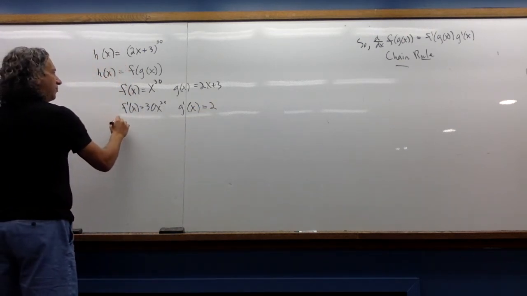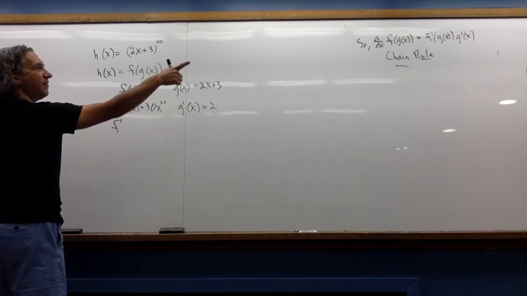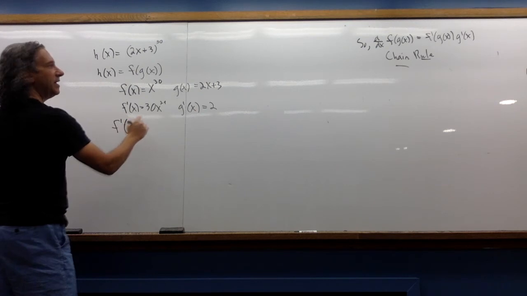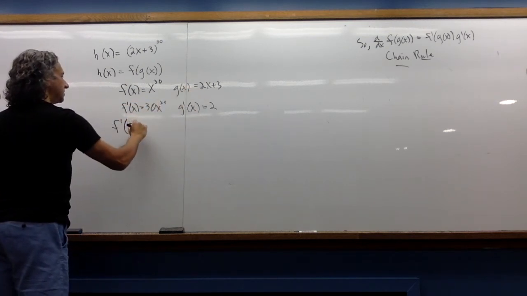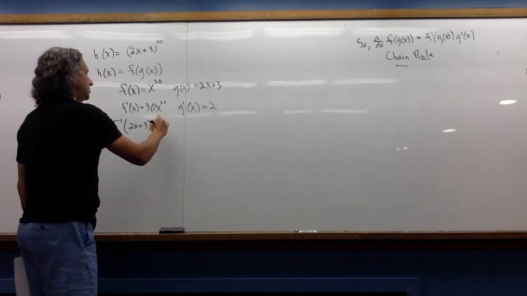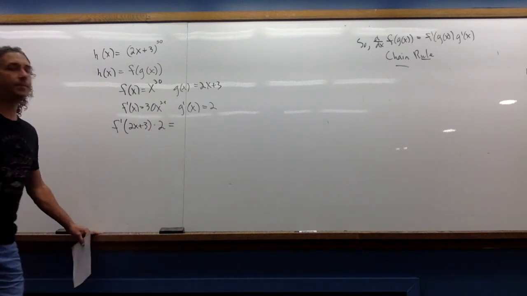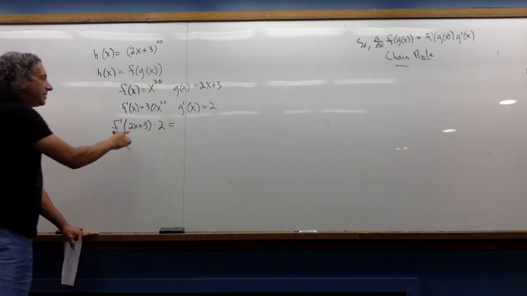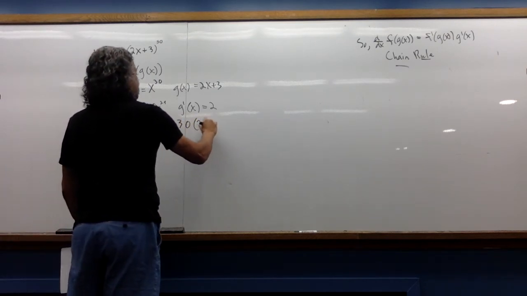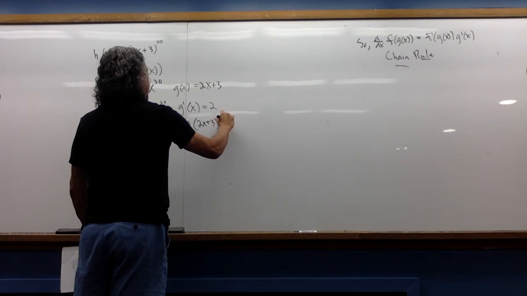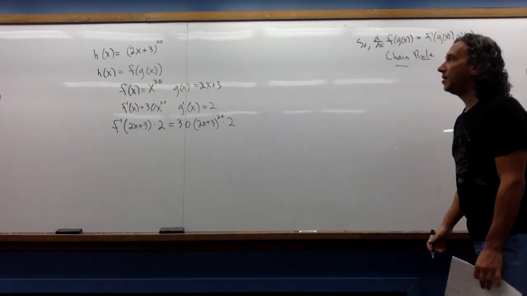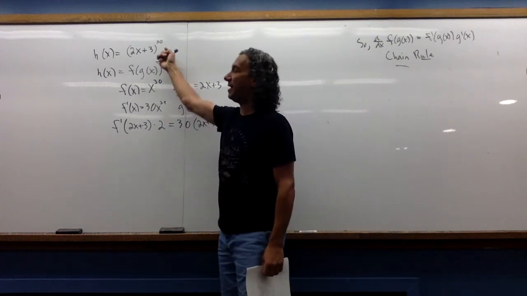So I get f prime of g of x, which is 2x plus 3, times g prime of x, which is 2. So now I can plug this guy in here. So I get 30 times (2x plus 3) to the 29th times 2. So that's what the derivative is. Way faster than multiplying that out.